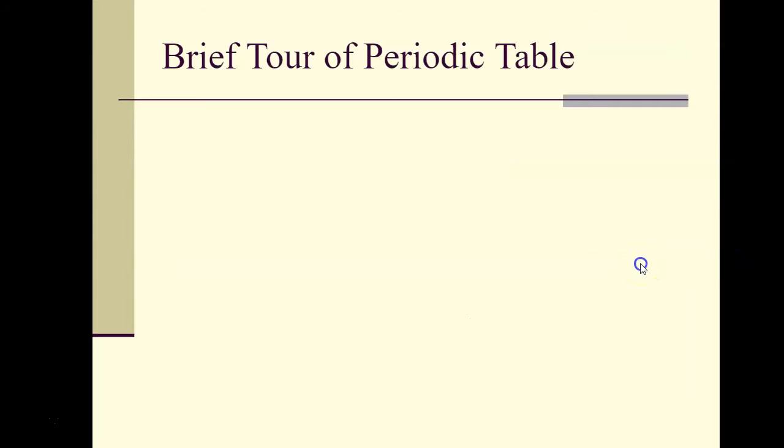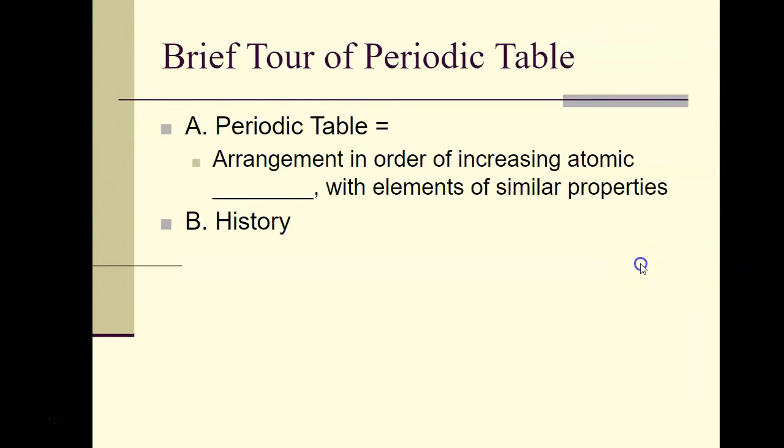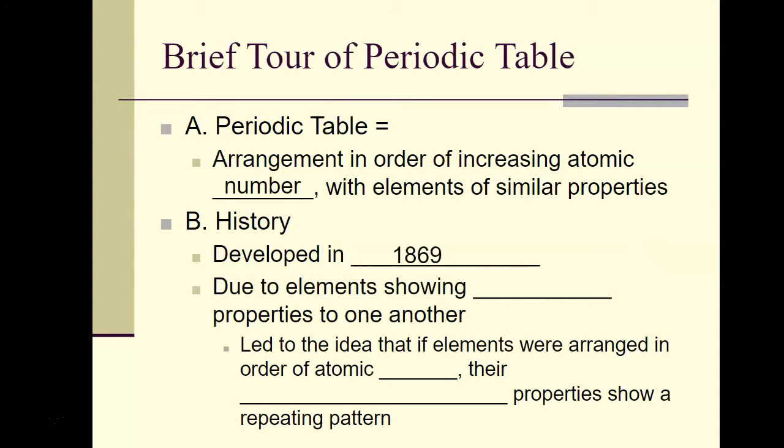So a brief little history of the periodic table, right? Our periodic table is currently arranged in order of increasing atomic number with elements of similar properties grouped together, okay? And that's what we're gonna look at. One of the vocabulary terms we're gonna see today is this idea of a group or a family and what that means in terms of chemical and physical properties.